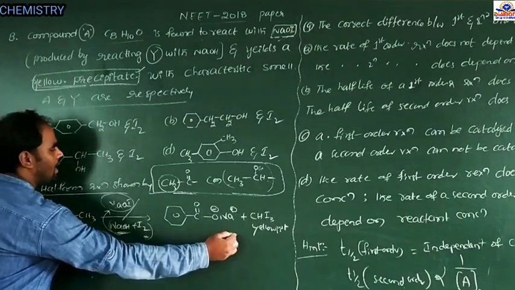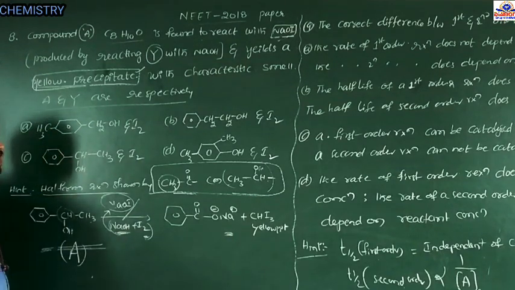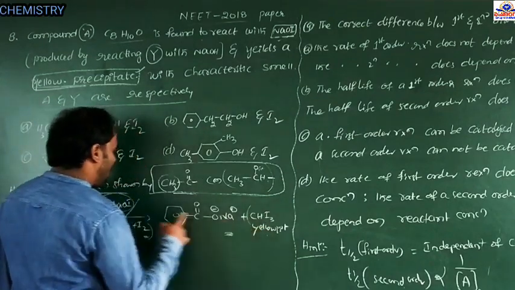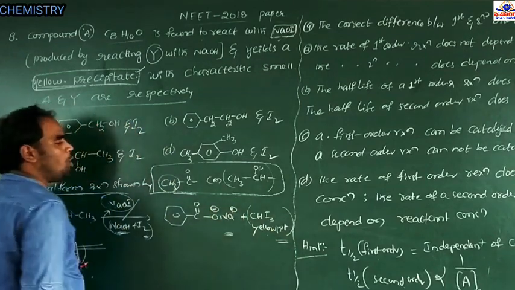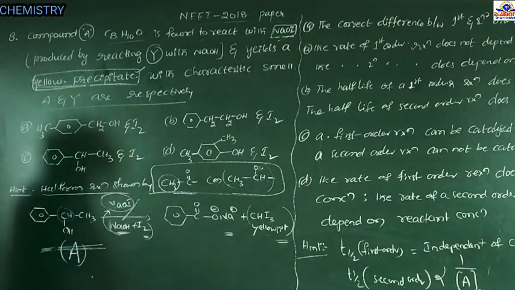When the compound reacts with NaOI, the methyl ketone group or CHOH group is converted into a carboxylate group and also forms iodoform. Here iodine is there, therefore it forms iodoform. That iodoform is a yellow precipitate.